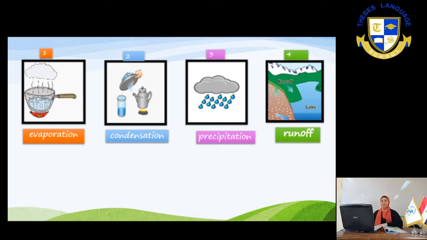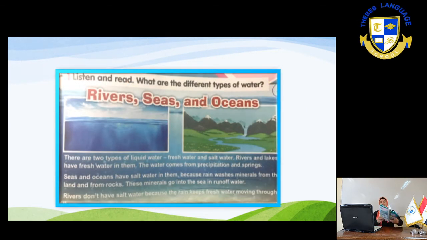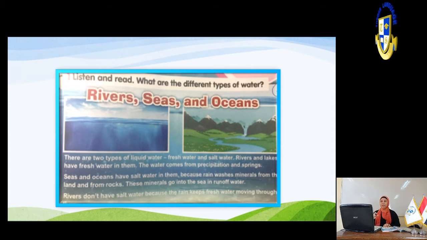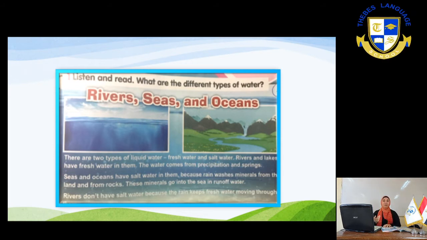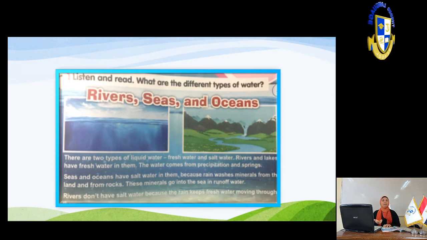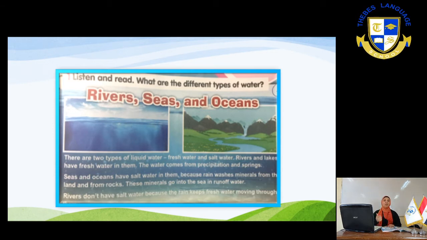Okay, next slide. This is page 69 in your book. Open it, and if you don't see from the screen, you can look in your book. We have 3 parts on this page, and you will see the first part here: Rivers, seas, and oceans. Now you will see how different the water is on Earth. We have fresh water and salty water. Where can we find them? Let's read to find out.